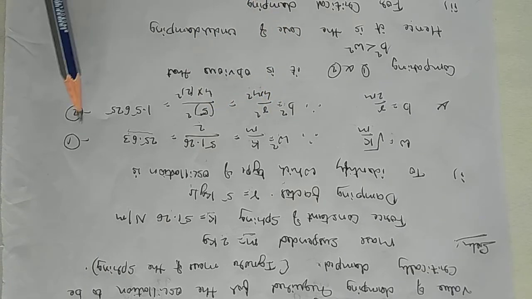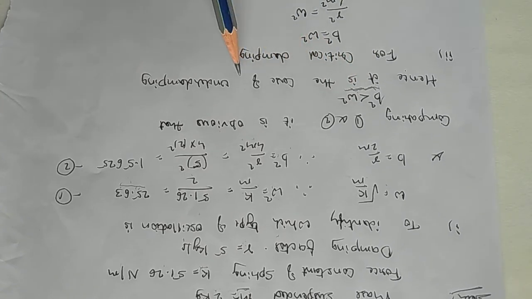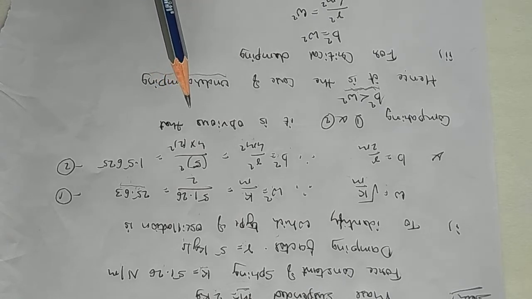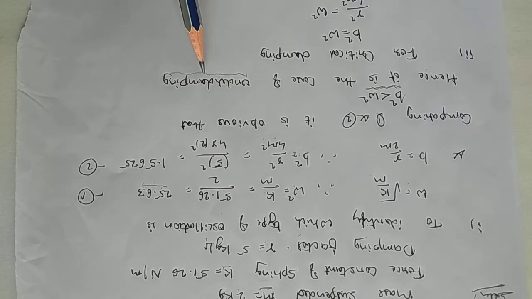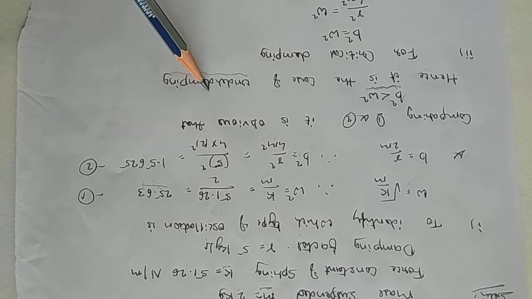So comparing these 1 and 2, obviously what do we observe? The value of b square is less than omega square. This corresponds to under damping. Therefore, whatever oscillation the spring is executing, it is under damping. Now for this same under damped system, if it has to be critically damped, what is the value of R we have to calculate?